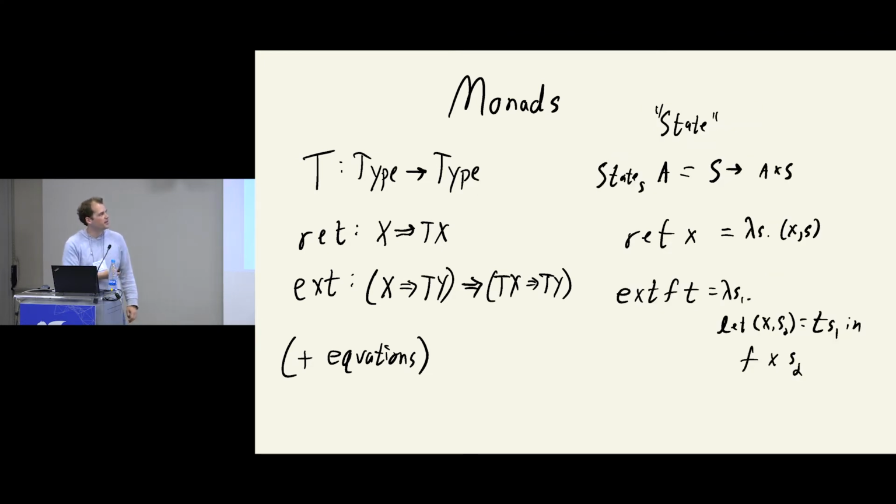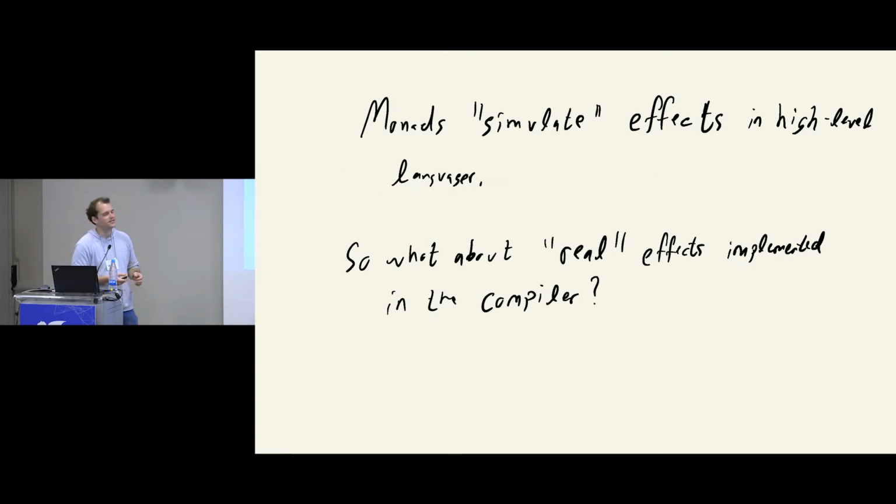And then the other one is the state monad, right? Where we can simulate the presence of state in our high-level language as just functions that take in an initial state and output a final state alongside the actual result of the computation. And it's easy enough to implement return and bind for those as well. Okay, but so these simulate the effects, quote unquote, in the high-level language.